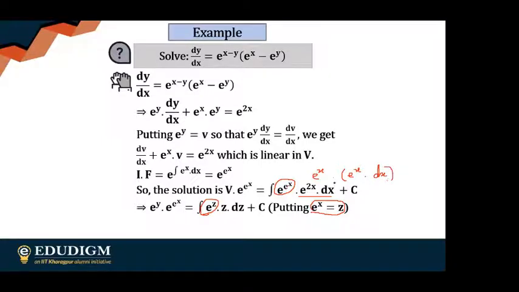Now this part is actually dz. And this part is z. So it's a very simple substitution, and this is what you have. So what do we have here? This is something we already know.